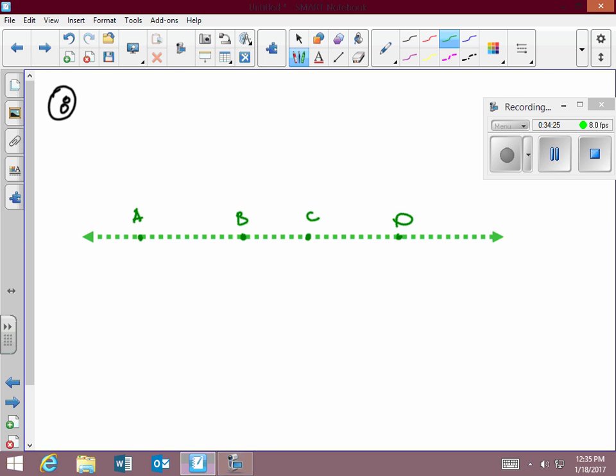And then they say A is -5 square root of 2. B is negative the square root of 2. C is the square root of 2. And this is 4 square root of 2. So that's the coordinates on that number line. And then they're saying find the distances. So now when they're doing this, they have AC.